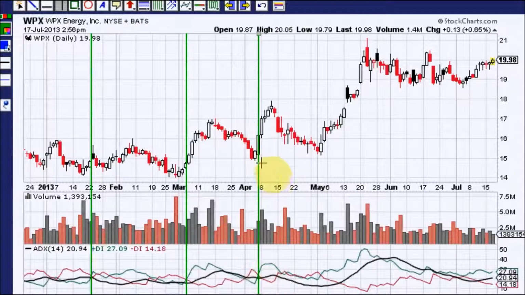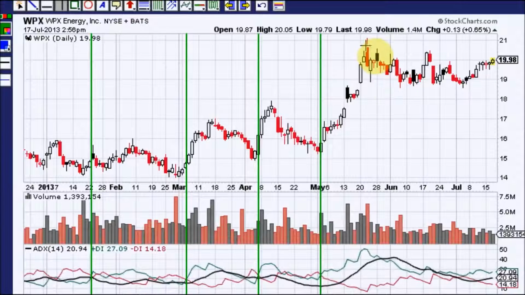And the stock makes another move from $15 to $18. A very bullish buy signal. This is the next buy signal the DIs gave. And this time it ran from $15 to $21. So you can see that the buy signals work pretty good here.